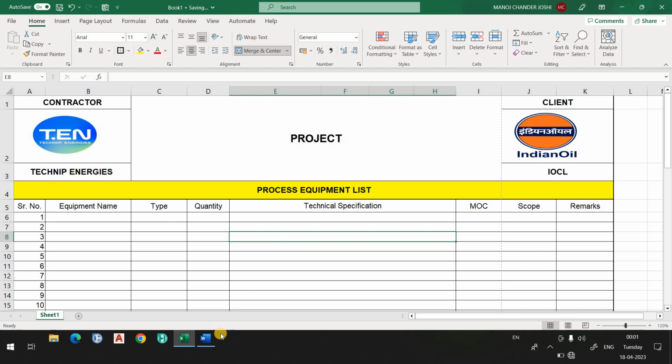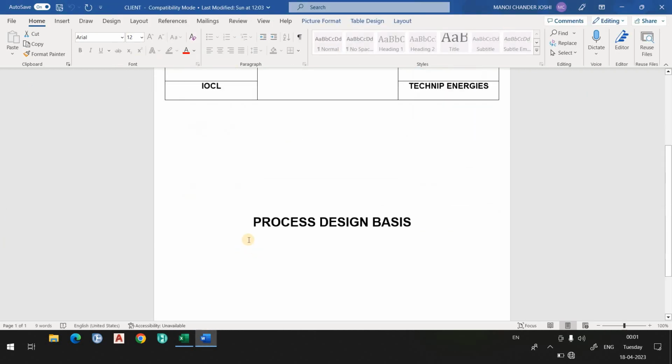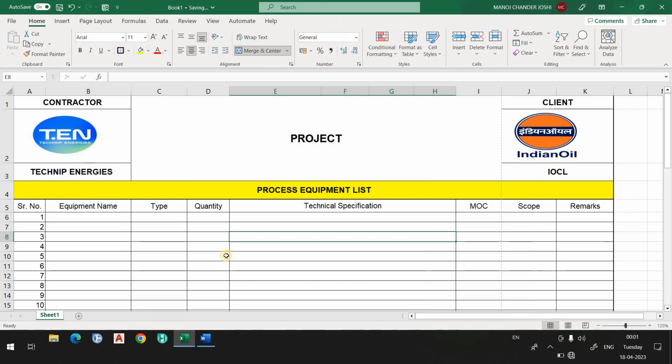In our last video we discussed what the process design basis is, what the significance of the process design basis is, and what information is given in it. If you haven't watched that video, please watch it after this video. Right now in this video we will discuss the significance of the process equipment list, how it is prepared, and what information is given in it.